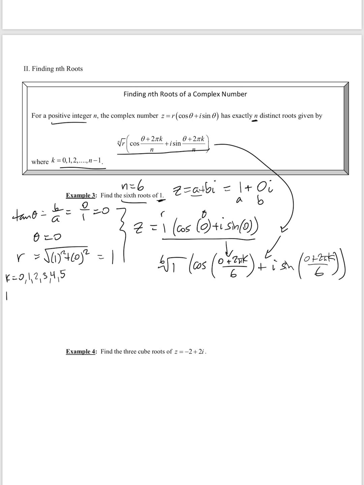So starting at k equals 0, that's 1 times, I'm plugging in for k in this formula, because the sixth root of 1 is 1, times the cosine of 0 plus 2 pi times 0 all over 6.